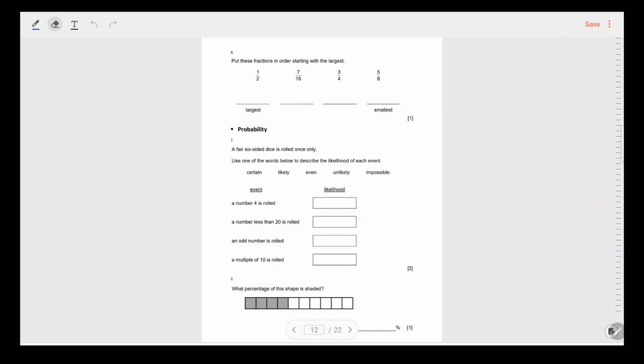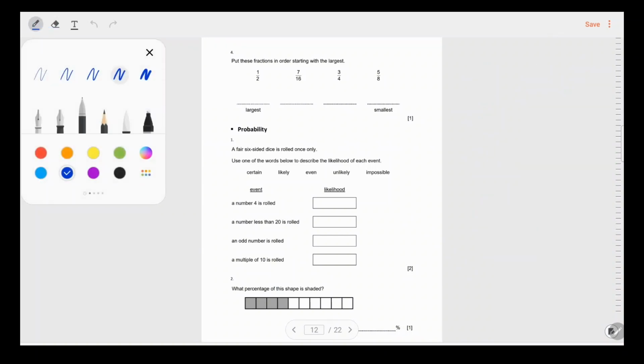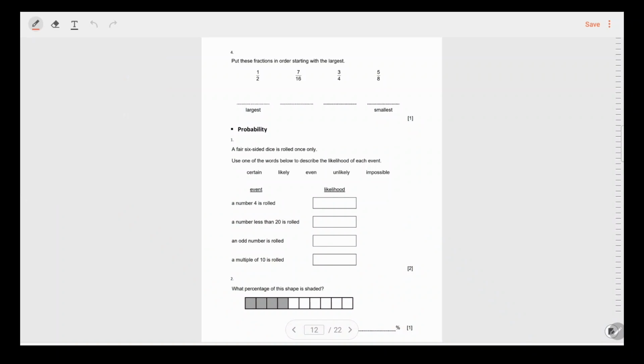However, if you look at these fractions, you can see that their denominators are not the same. We have 2, 16, 4, and 8. So what we would do here is we would try to make the denominator the same. And we can do this. We can convert the small denominators into the largest denominator here, which is 16, right?